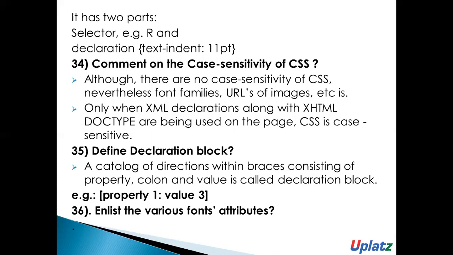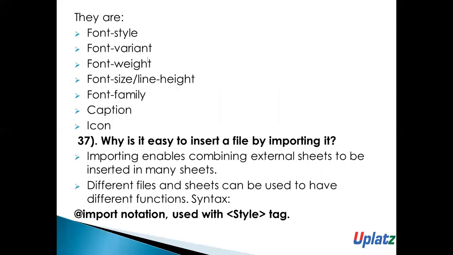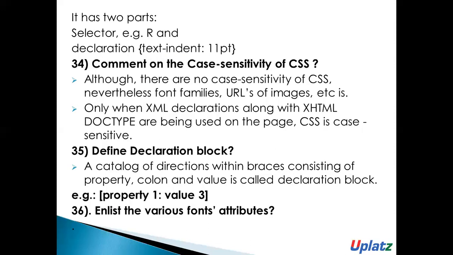Next is to define a declaration block. A catalog of directions within the braces, consisting of property, colon, value, is called a declaration block. So you have property 1, value 3. That is the example for the declaration block. Next is to enlist the various font attributes. They are font style, font variant, font weight, line height, font family, caption, and icon. These are the various font attributes we have.